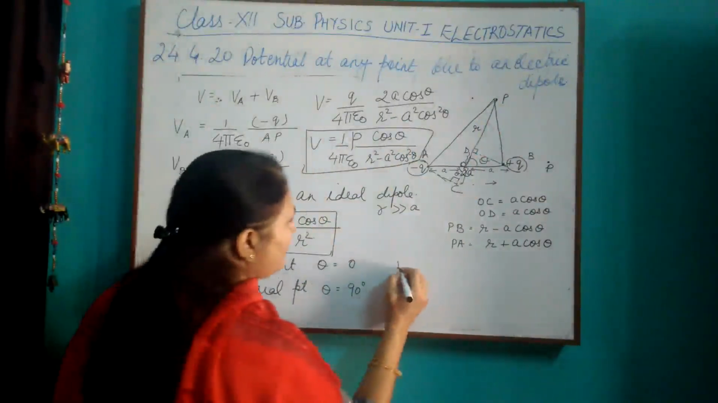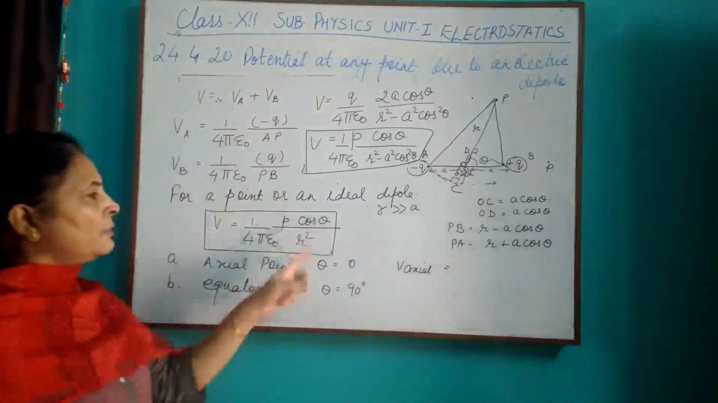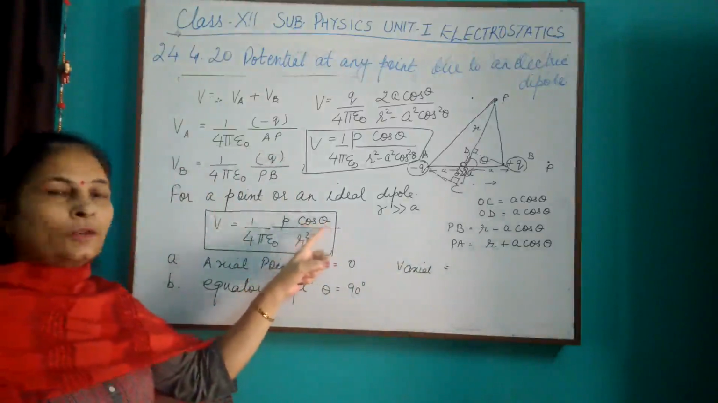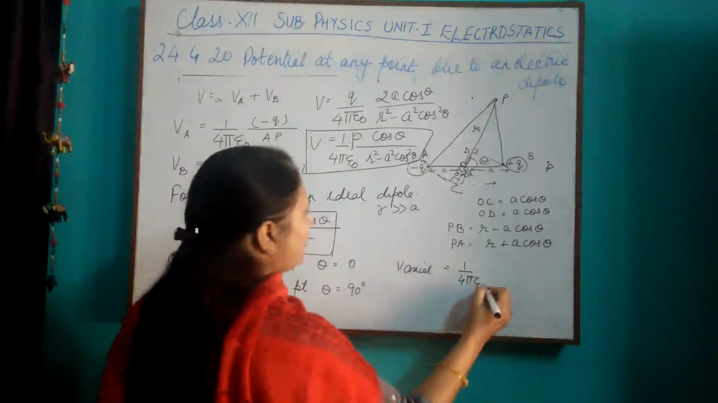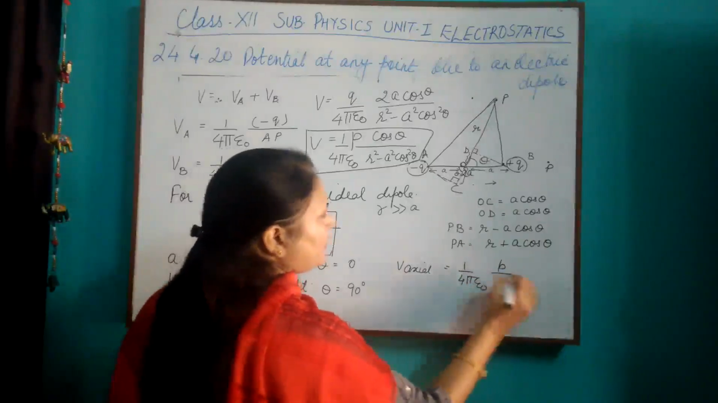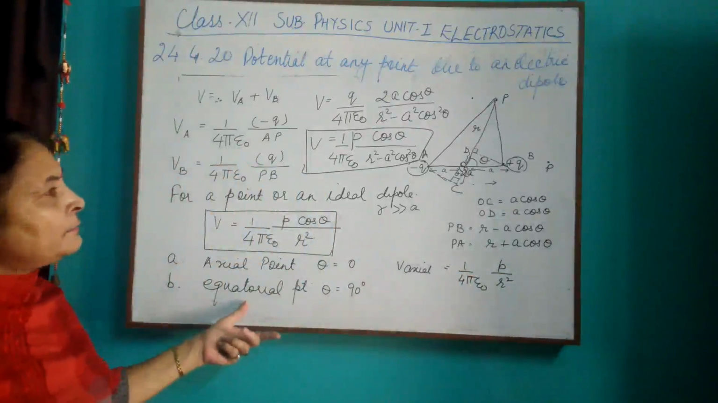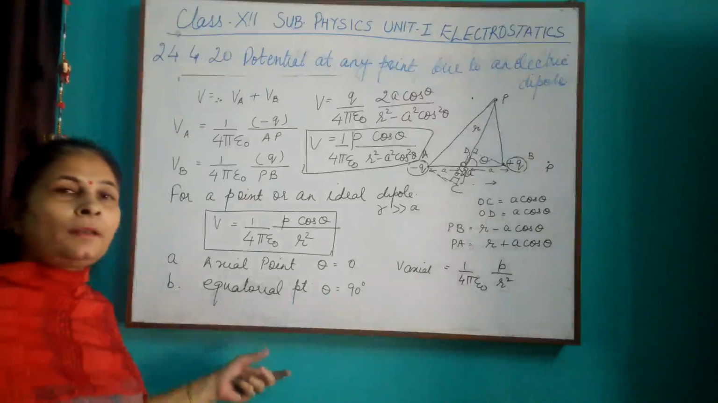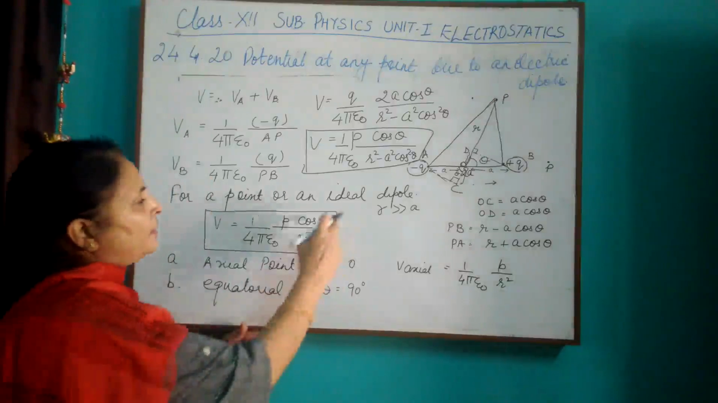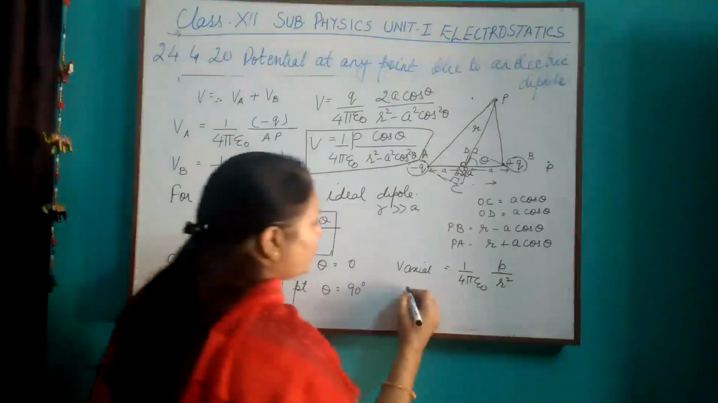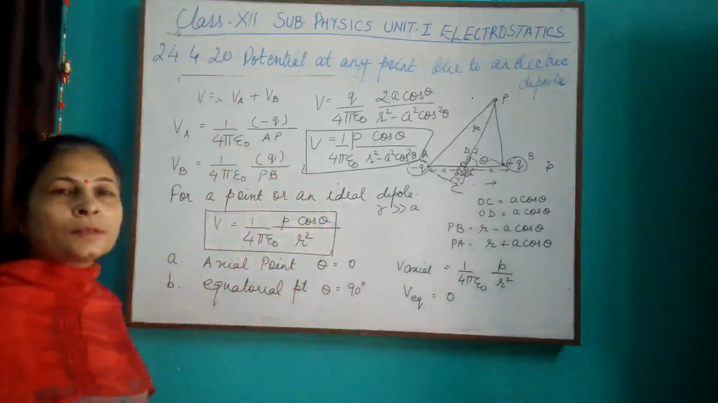So what will be V axial? V axial will be, theta will be 0, so cos 0 will give me 1. So V is equal to 1 by 4 pi epsilon naught P upon R square. And what about here? At theta equal to 90 degree, this will give me 0. So V at equatorial point will be 0.